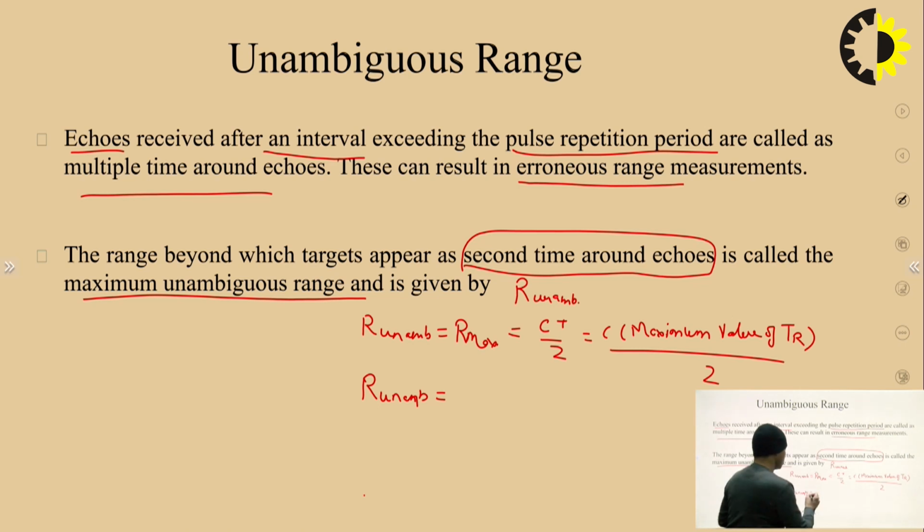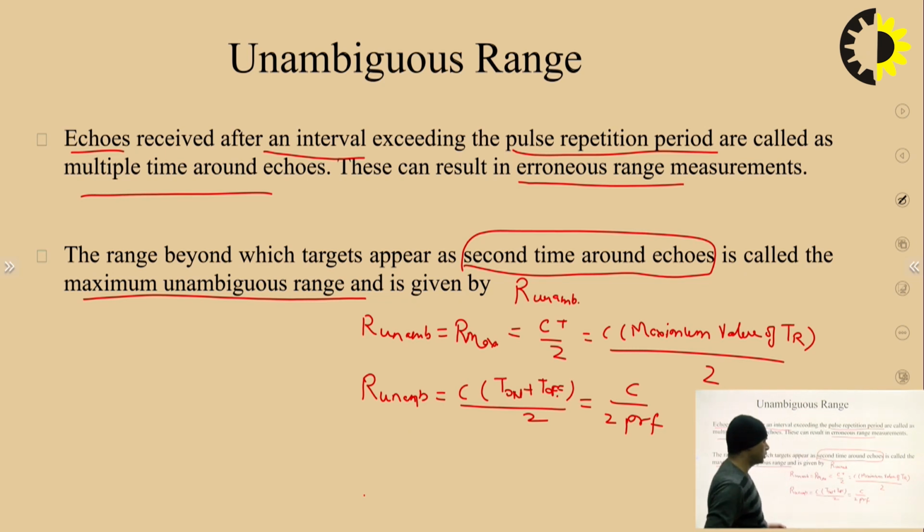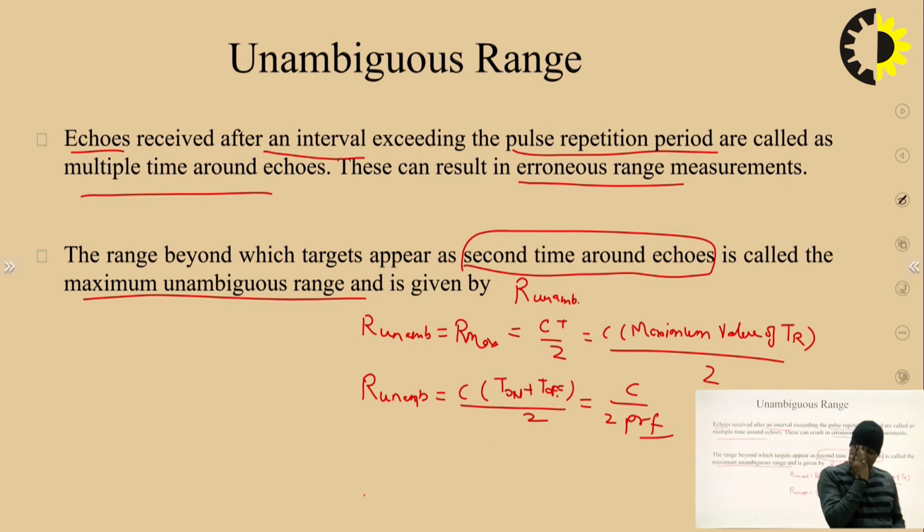unambiguous range is equal to C into T on plus T off by 2, or we can also write it as C divided by 2 into PRF. PRF is nothing but the pulse repetition frequency for which the second time around echoes will be received. Okay, so this is the unambiguous range. This is one of the important topics for radar theory as well as for the exam point of view.